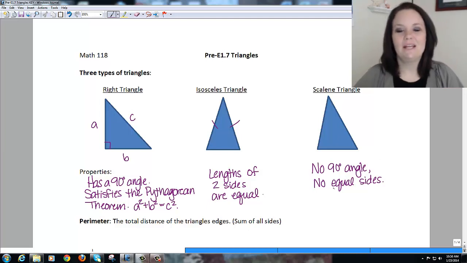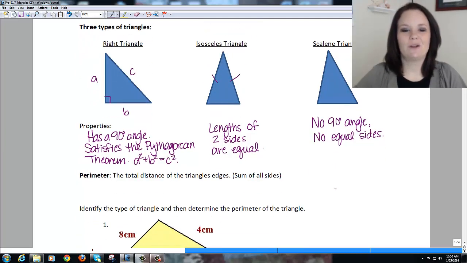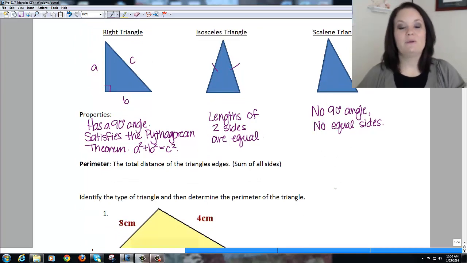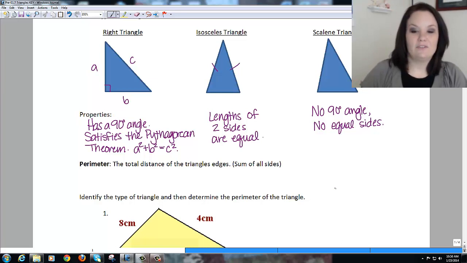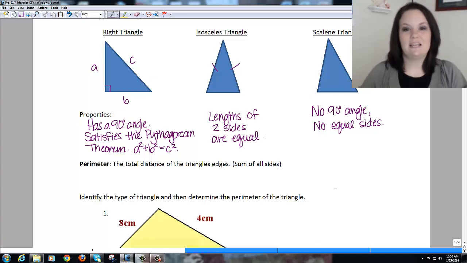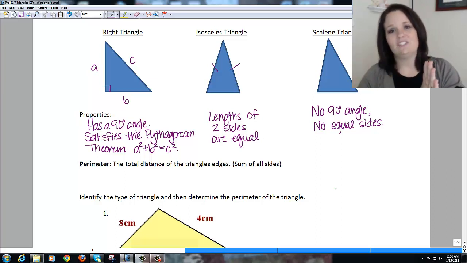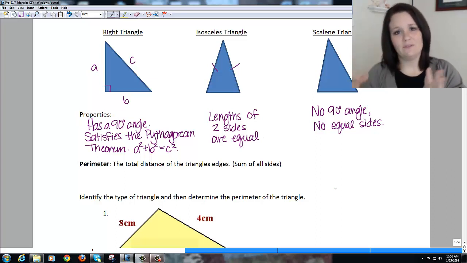So before we get into identifying that, I want to go ahead and look at perimeter. You've probably heard the word perimeter before. Perimeter just means the total distance of the triangle's edges. So think of fencing. If I go all the way around something, I add all the edges up all the way around the figure, or in this case, the triangle.